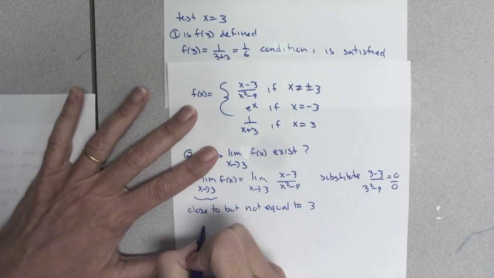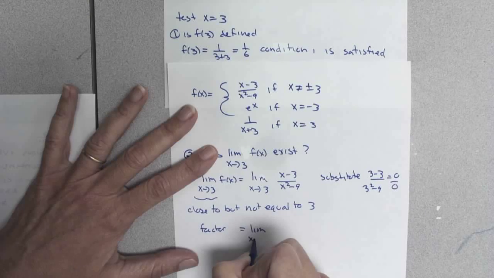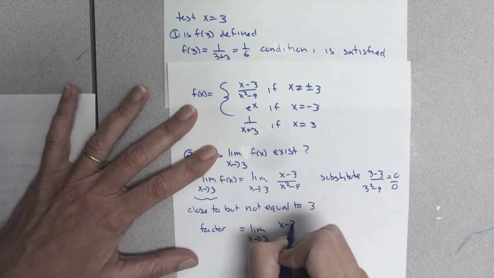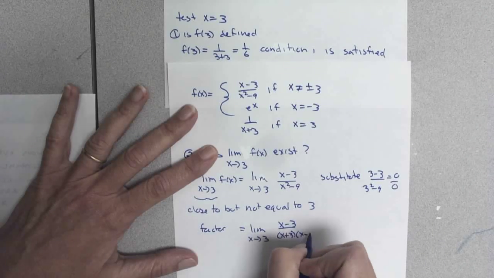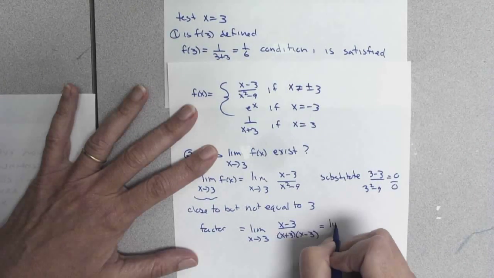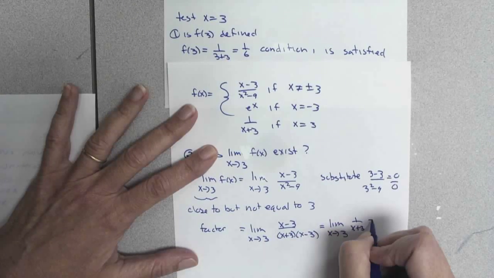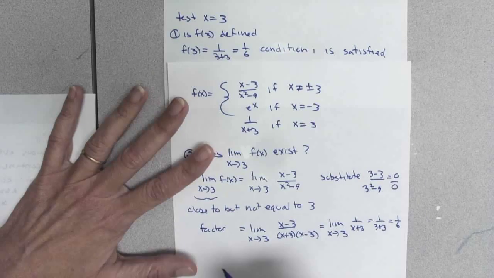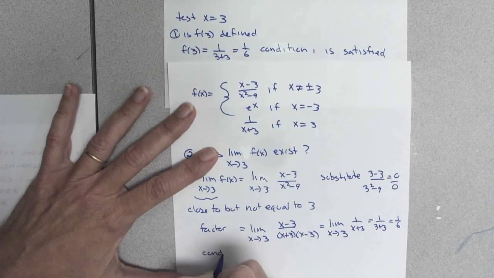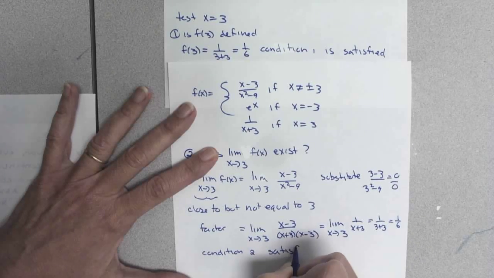And so I'm going to factor. And so that's the limit as x goes to 3 of x minus 3 over x plus 3, x minus 3. Which gives me the limit as x goes to 3 of 1 over x plus 3, 1 over 3 plus 3, 1/6. So I got a limit. Condition 2, satisfied.